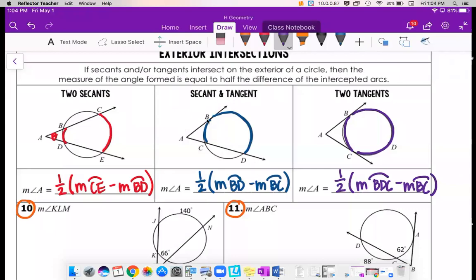Same thing with secant and tangent. So you have a secant that goes through the circle twice and a tangent that touches once. It's the big arc minus the small arc divided by 2 that gives you this measure of angle A right here. And even if there are 2 tangents, you still take the big arc minus the small arc divided by 2 and you'll get this angle A. So that's your process for all of these when they're intersecting outside instead of inside of the circle.